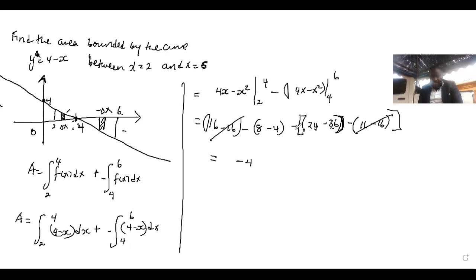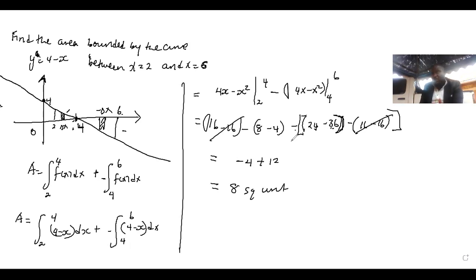Negative 12, there is a negative out, confirms the positivity of 12. So finally, the answer becomes a positive 8 square units. Whereas if you do not go by that and introduce the definition of a negative right there earlier, you're going to get a negative 8 square units.